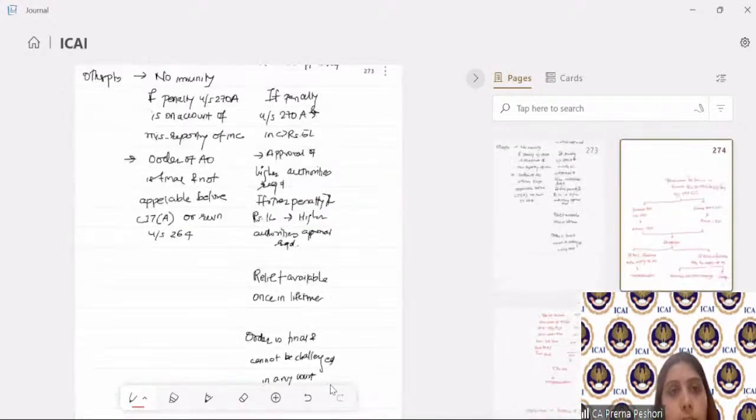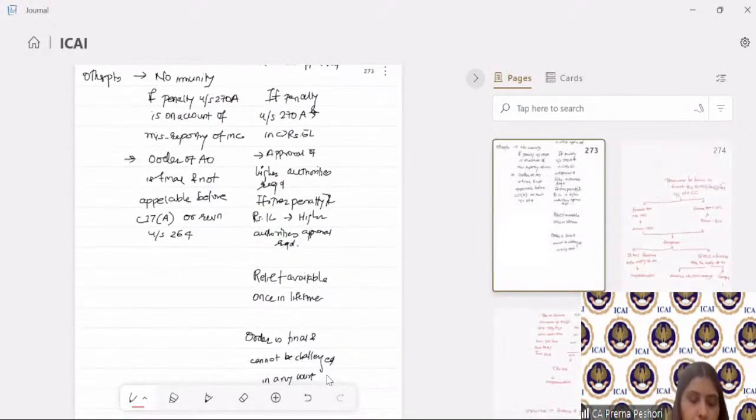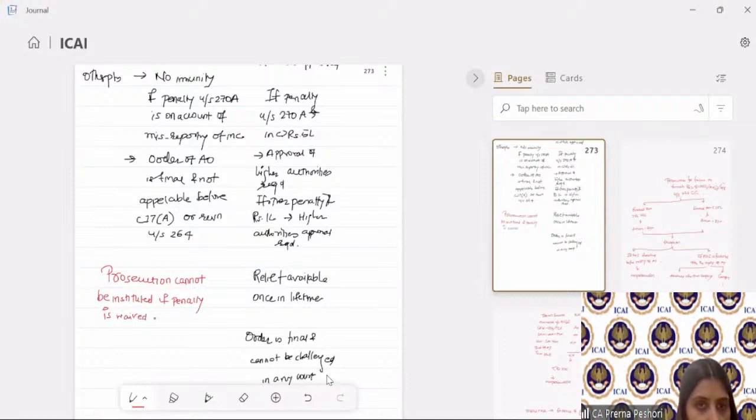So in these cases, you can write here: prosecution cannot be instituted if penalty is waived off. Is that clear? So if the penalty is waived off, then in that case, the prosecution cannot be instituted. Clear?